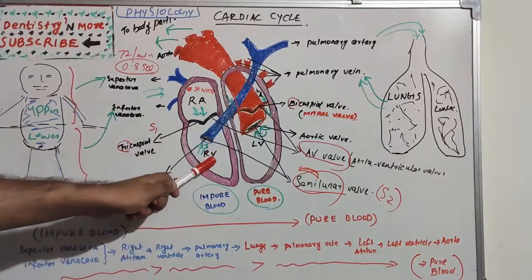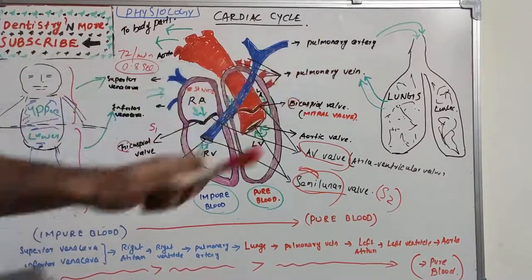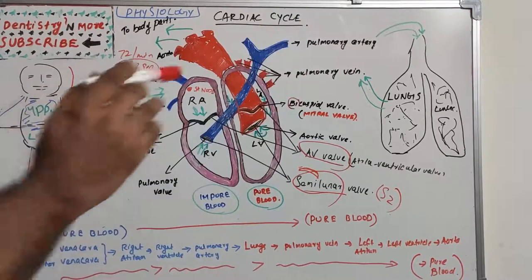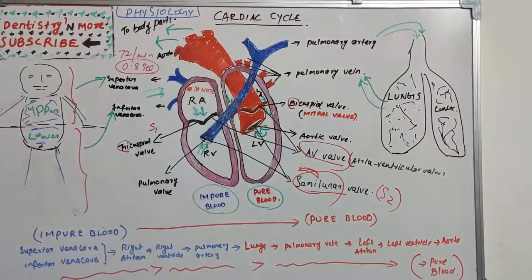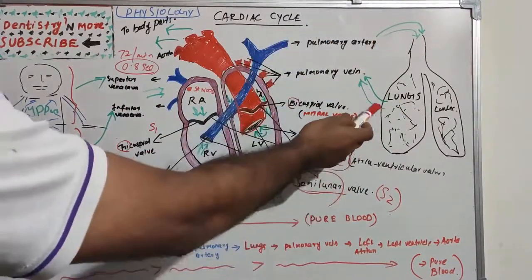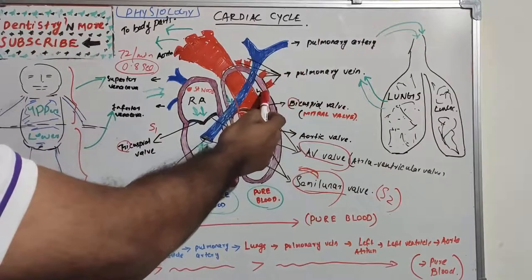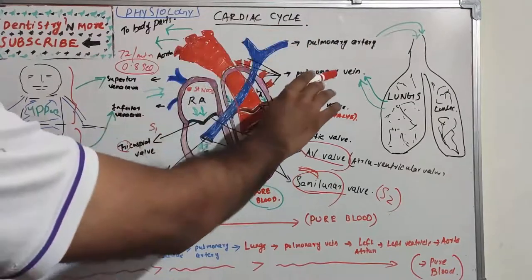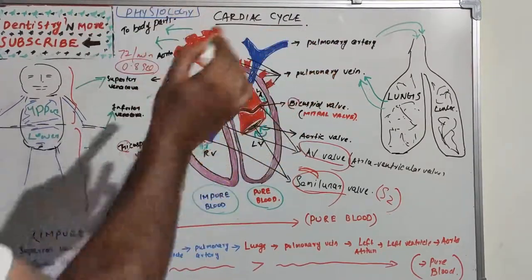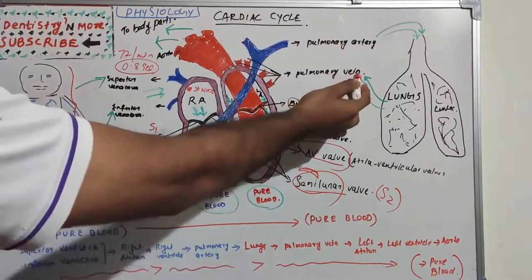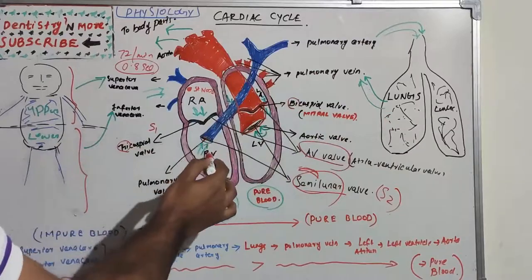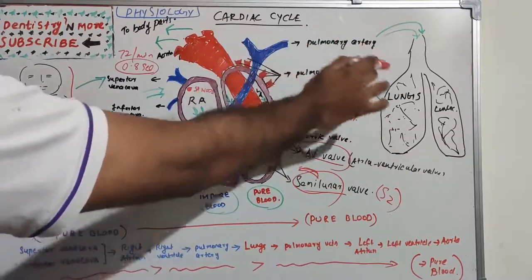So from right ventricle, this goes to lungs for purification by pulmonary artery. So in lungs, it gets purified. That is, oxygen carbon dioxide exchange happens. And after purification, the blood comes back to left atrium via pulmonary vein. That is why I'm saying pulmonary vein carries pure blood. Usually vein carries impure blood, but the exception is pulmonary vein, which carries pure blood from lungs. Pulmonary artery carries impure blood from heart to lung.